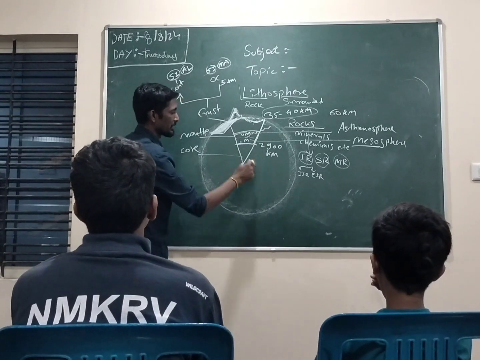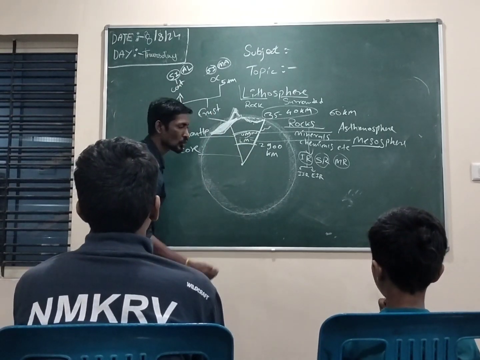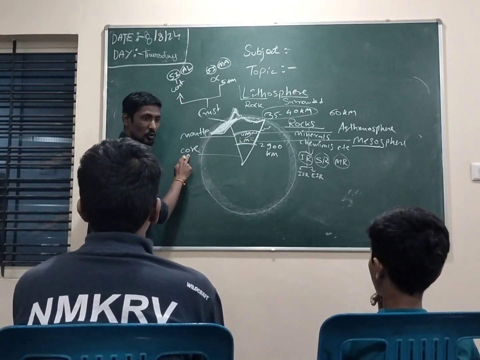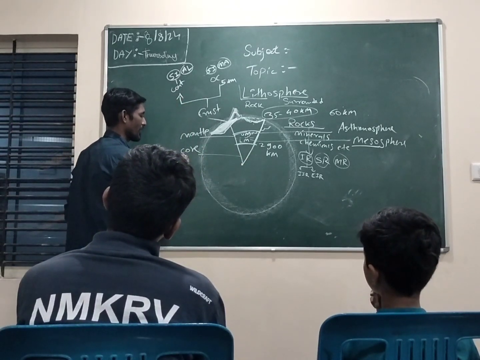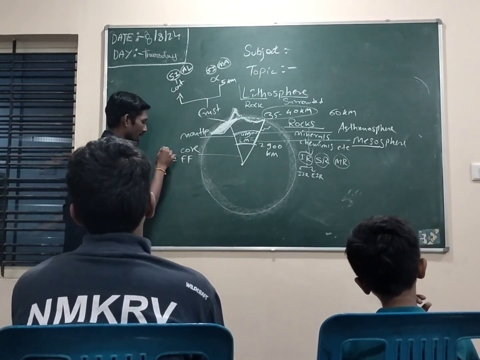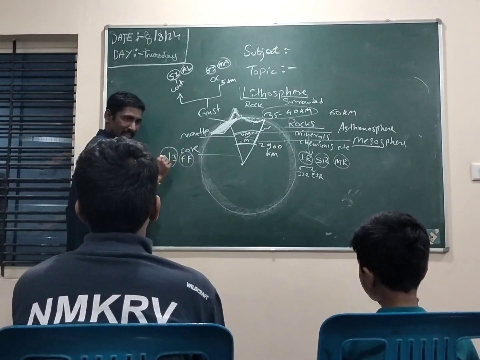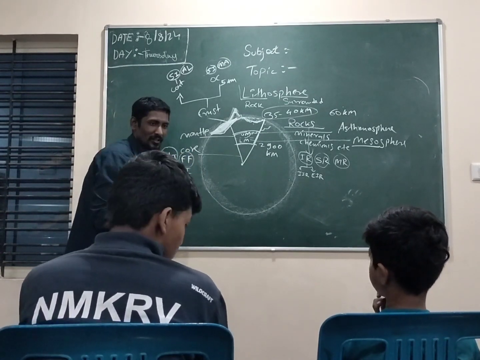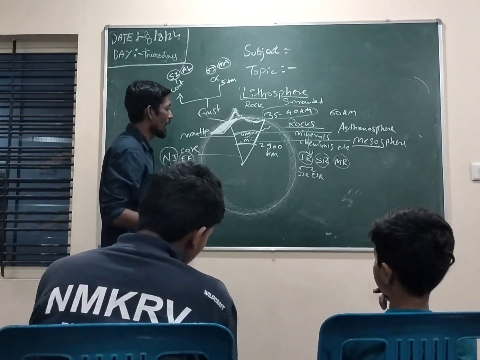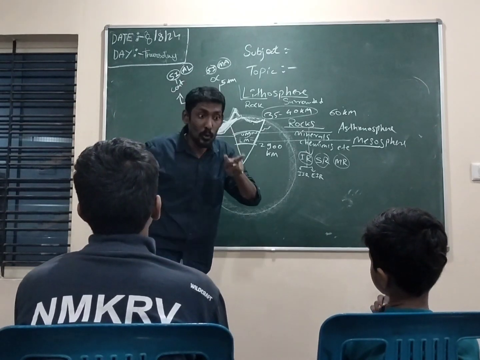Now, the third layer is the core. It is totally made up of nickel and ferrous. Ferrous is nothing but iron. There are also two types of core.